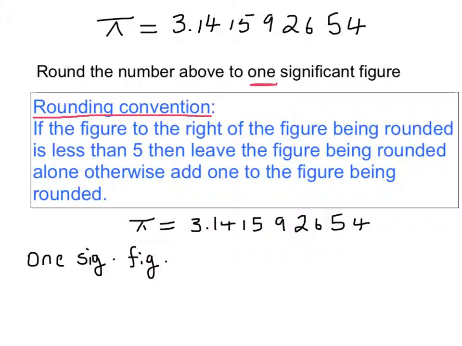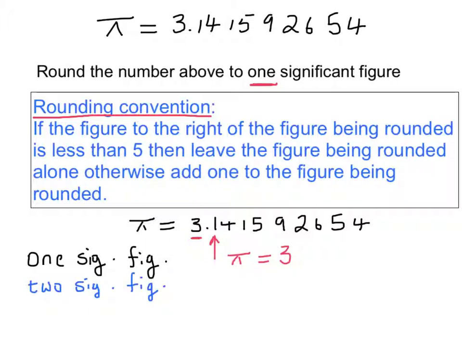So pi is this value here, and I want to round it to one significant figure using my rounding convention. So here's one significant figure. I go to the digit to the right of it, which is a 1. The rounding convention says if the number to the right of the one being rounded is less than 5, which it is, then I leave the figure to be rounded alone. So the answer of pi to 1 significant figure is 3.